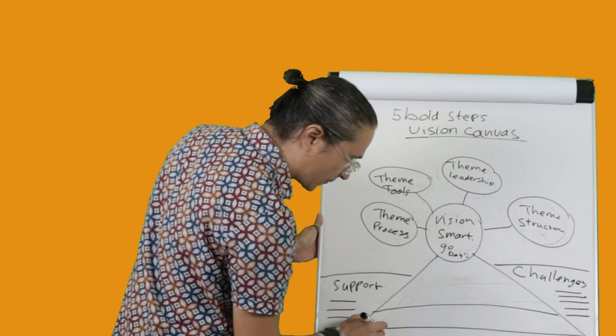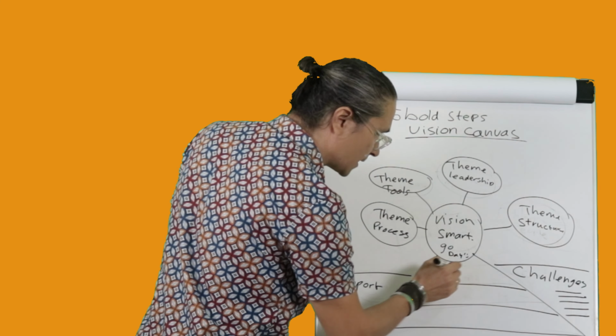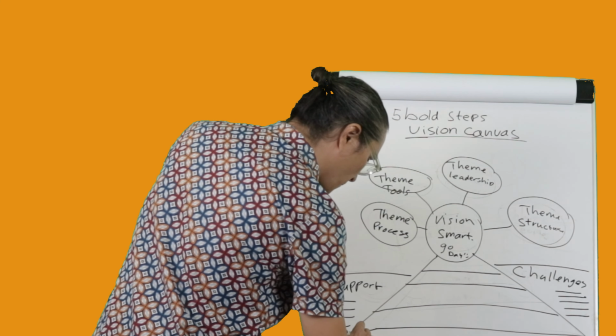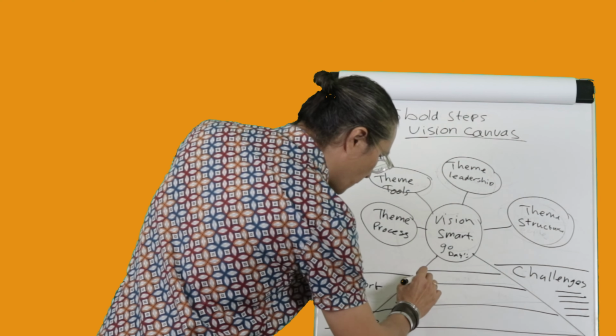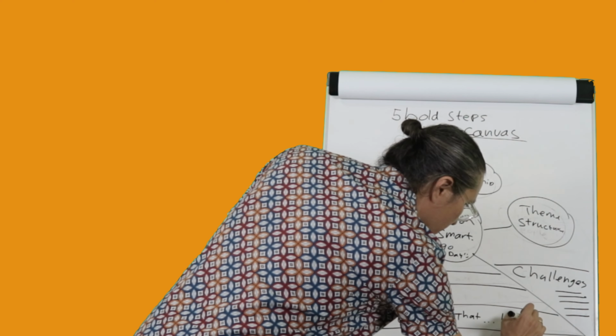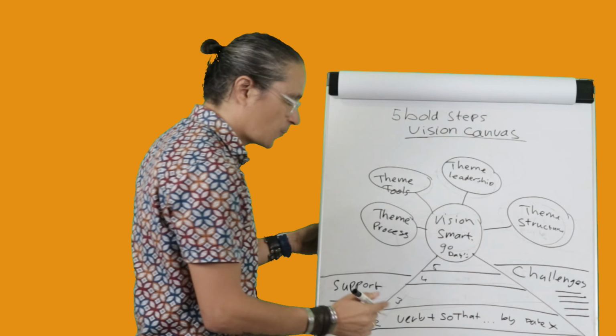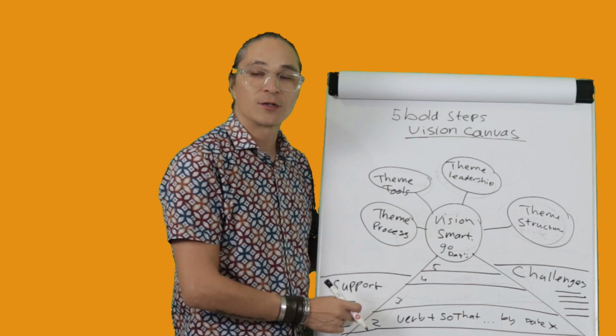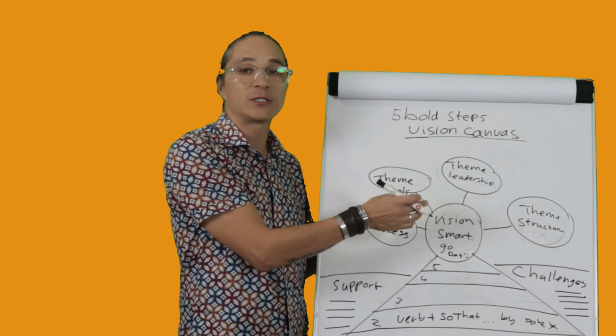So what are the 5 main steps that you will take as a team to reach your vision? So number 1, 2, 3, 4, and 5. A simple formula that I use is: use a verb, then plus, so that, the result, and then by date X, right? This could be a simple formula to formulate the steps that you will take in order to reach your vision.